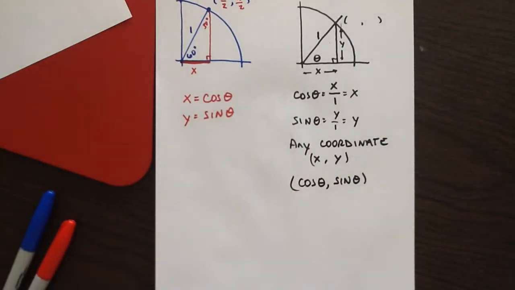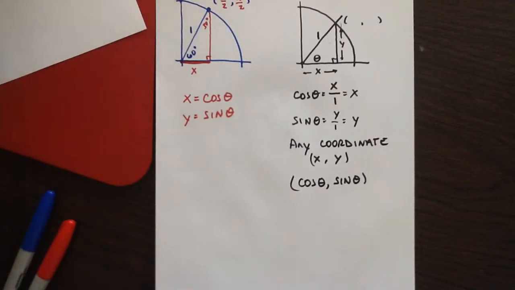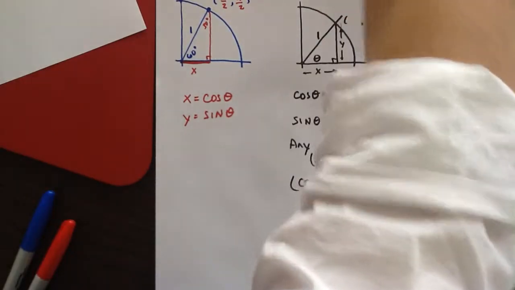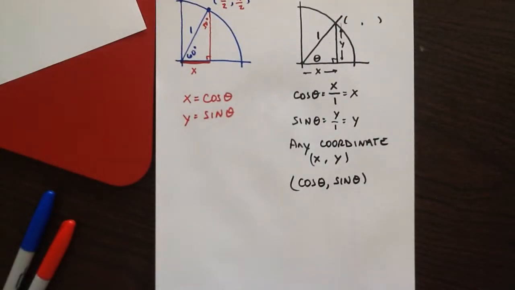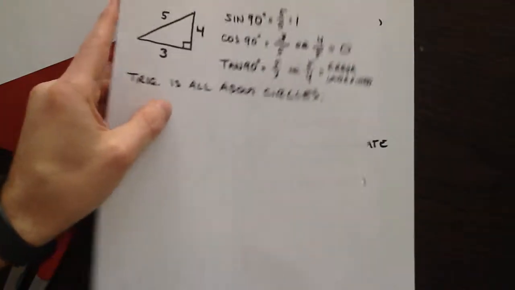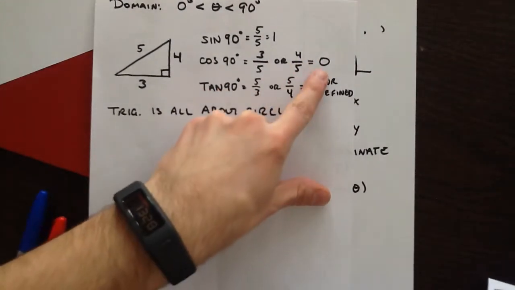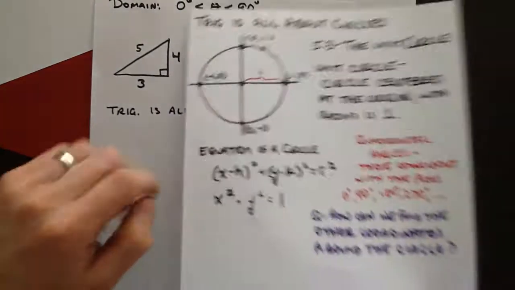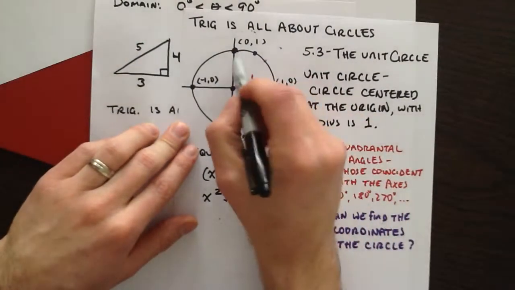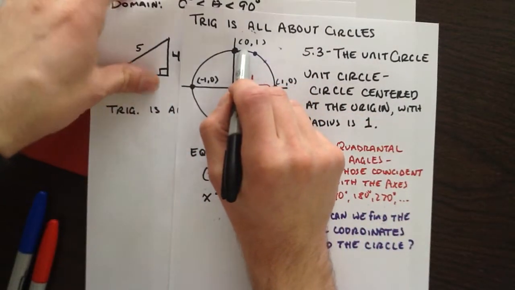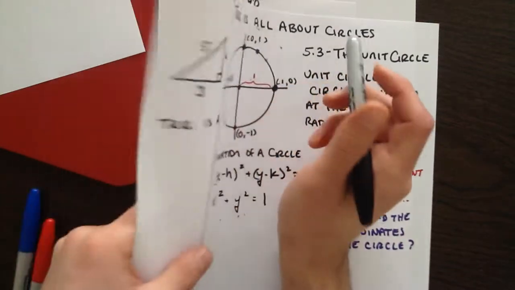Does the same thing work in quadrant 2, 3, and 4, because we are beyond 90 degrees? Now if we think back, on Friday, cosine of 90 said 0. Well, if we go to the circle, 90 degrees, cosine was 0. Based upon this, it makes sense.